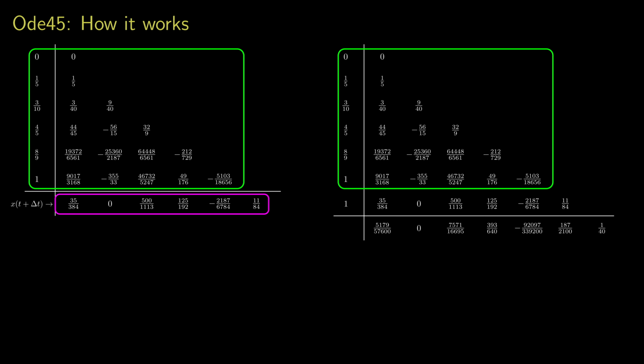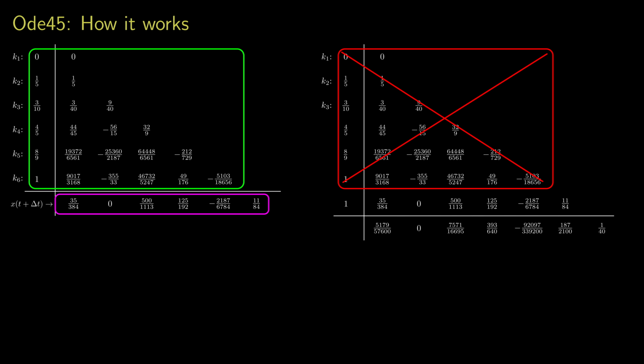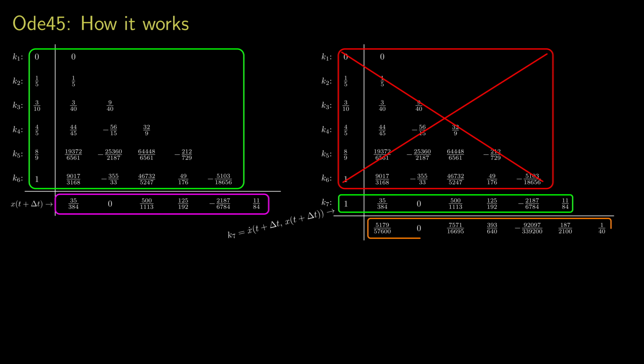If we now put the two tableaus next to each other, you can see that most of the entries are actually the same. So if we save our k1 to k6 values from the first method, we do not have to recalculate them over here. And we can save a lot of time overall. In order to calculate the error, all we have to do is calculate k7, and afterwards we do not even have to calculate the actual integration step, because we are only interested in the difference.